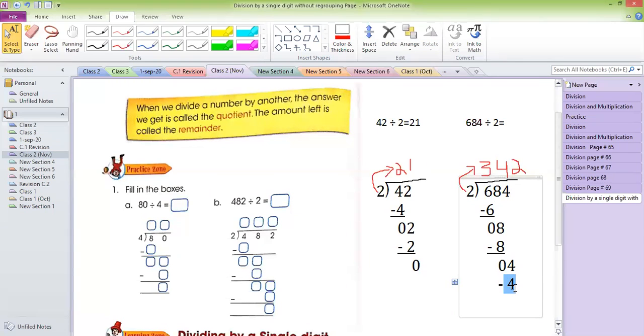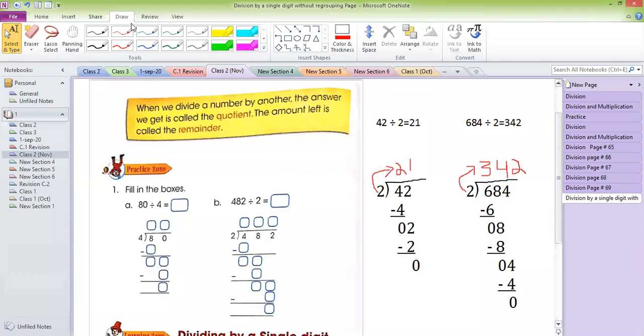Now 4 minus 4 equals what? 4 minus 4 equals 0. So this is your remainder, because you have done with all the numbers. So what is your answer? When you divide 684 by 2, you get 342. 684 divided by 2 is equal to 342.